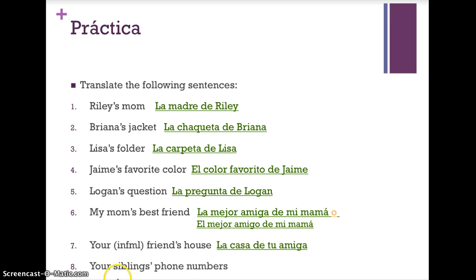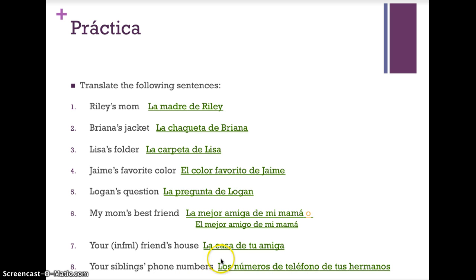And your siblings' phone number. So there's lots of siblings and they've got multiple phone numbers. So los números de teléfono, that's the multiple phone numbers, de tus hermanos. Hermanos is the generic term for siblings.